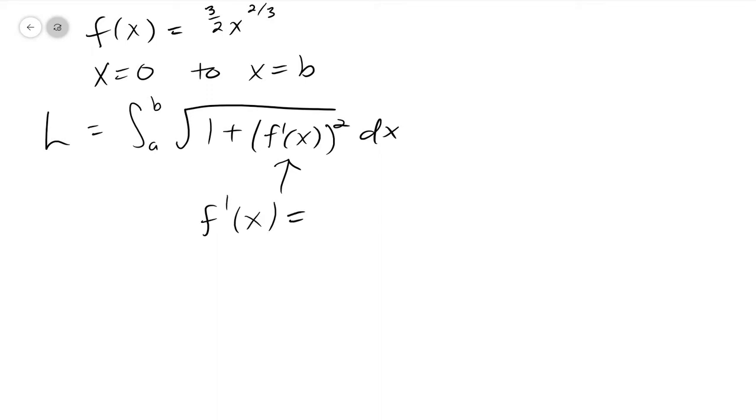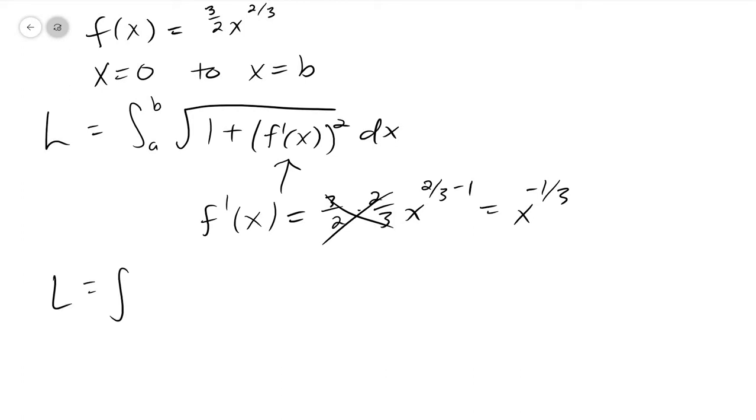When we do that, we bring down this exponent. So we bring down a 2/3 and we subtract 1 from our exponent up here. And these 2/3 and 3/2 cancel. Our subtracted 1 in the exponent gives us a negative 1/3, so x to the negative 1/3. That's going to be our derivative. Now let's go ahead and plug that in. Because we're finding the arc length from x equals 0 to x equals b, our bounds are going to be from 0 to b.